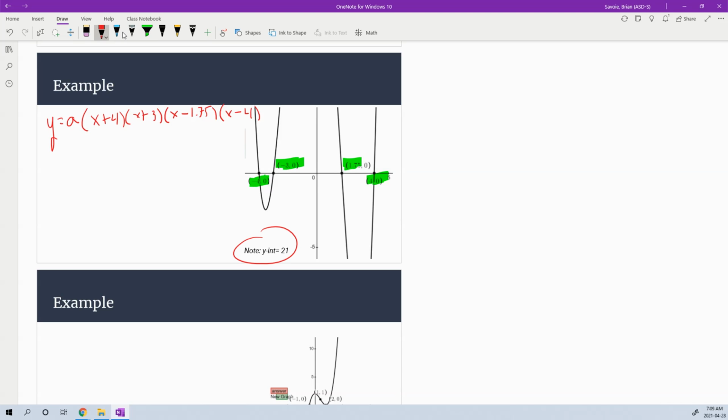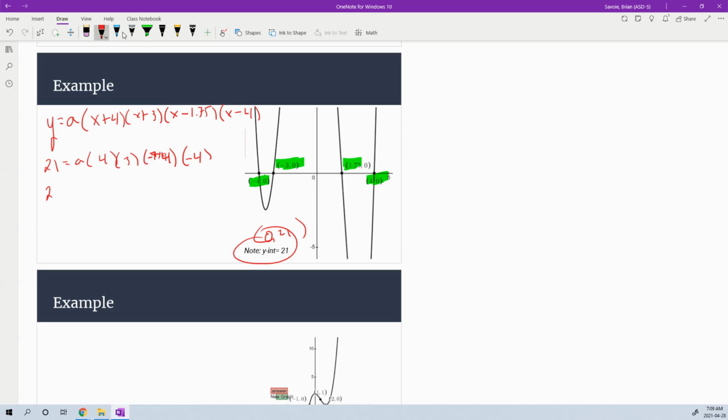Then I'm going to look and see what's another point that I can use to help out. I made a note to say the y-intercept is 21. So that means that (0, 21) is on this curve. Because it's on this curve, I can plug in 0 and 21 for x and y respectively and solve for a. So 21 is going to equal a times 0 plus 4 is 4, 0 plus 3 is 3, 0 minus 1.75 is going to be -7 over 4, and then 0 minus 4 is -4.